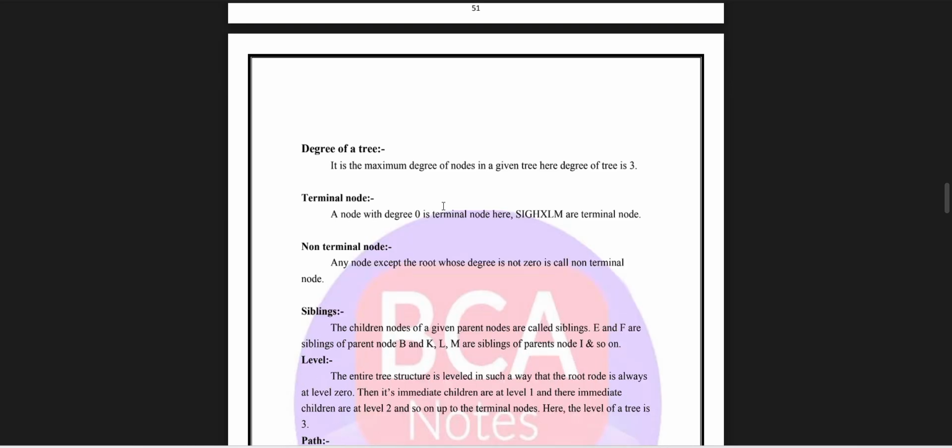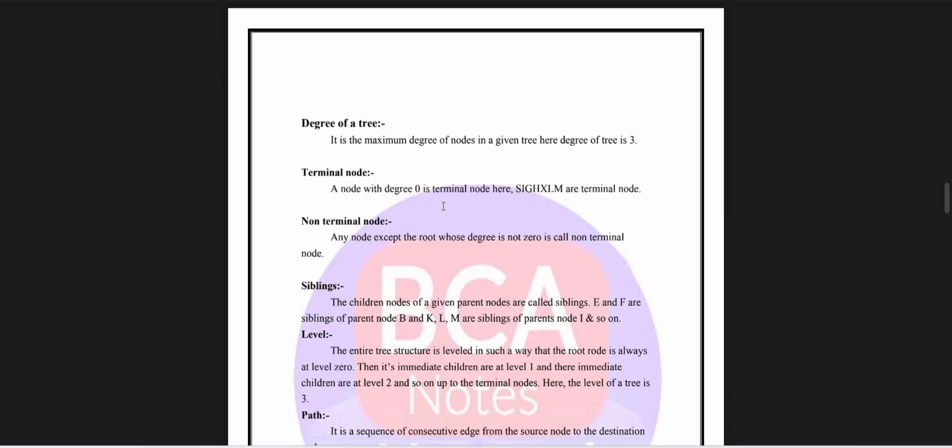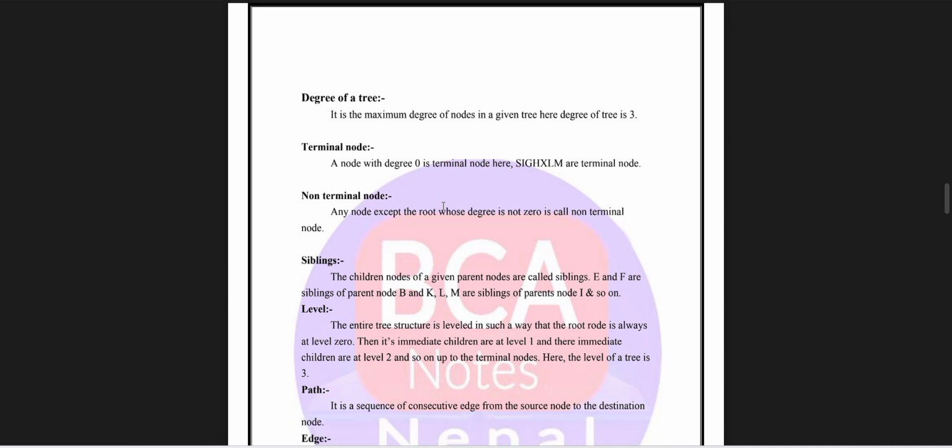Terminal node: a node with degree 0 is a terminal node. Here S, I, G, H, X, L, M are the terminal nodes. Non-terminal node: any node except the root whose degree is not 0 is called a non-terminal node.